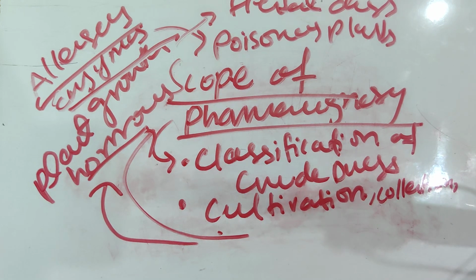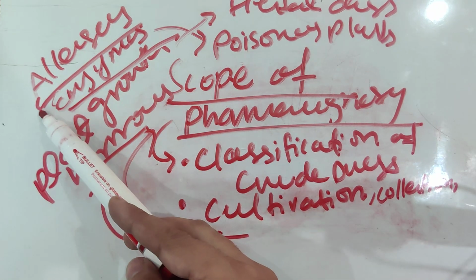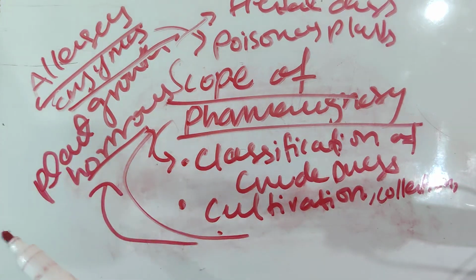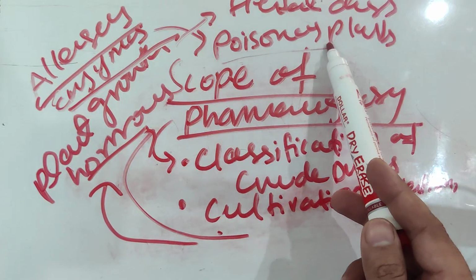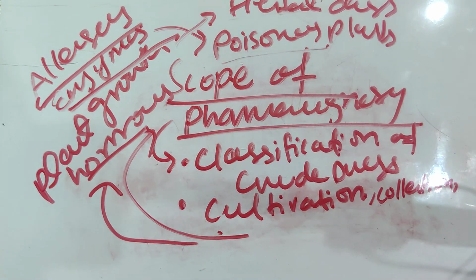Where the concept of pharmacognosy is applied: in the classification of crude drugs, in cultivation, collection, drying, storage, preservation, packing and evaluation of crude drugs, plant growth hormones for rapid and better growth of plants, allergens and allergic preparations to overcome the problem of allergy, enzymes to cure and manage diseases caused by enzymatic deficiency, poisonous plants to prevent poison, and herbal drugs used in traditional practice.